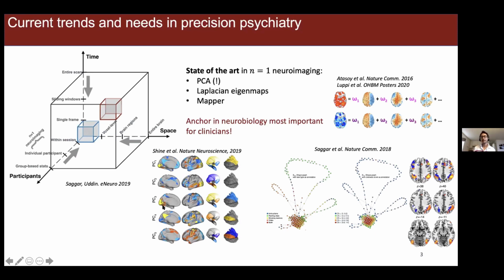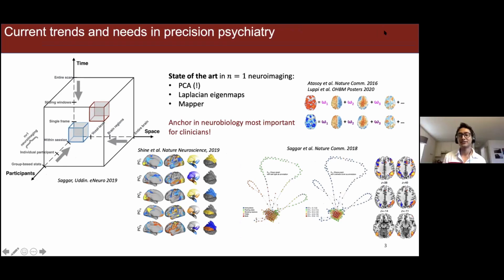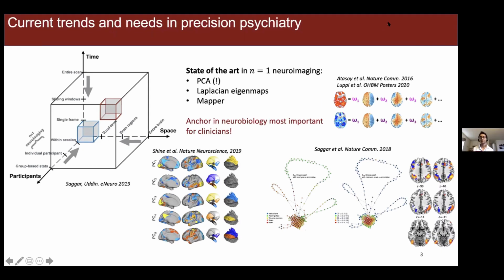The main thing that clinicians need for any kind of mathematical tool is an anchor to neurobiology. Mapper is actually pretty good for this because Mapper essentially gives you direct ties back into which parts of the brain the data came from. We're going to be seeing more of this in the upcoming slides. So let's see what Mapper does.